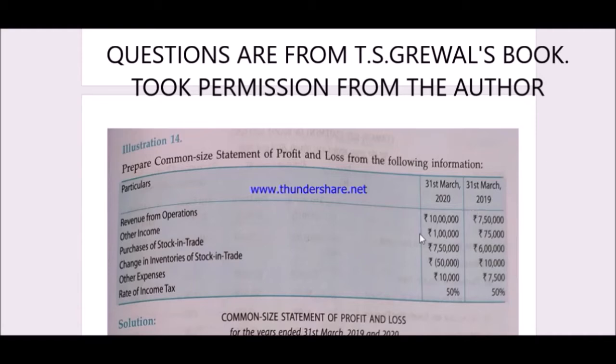So revenue from operation this much, other income, purchase of stock in trade 7,50,000 and 6 lakh, change in inventories minus 50,000, 10,000, other expenses 10,000 and 7,500, and rate of income tax 50%, 50%. So now let us see how to solve this question, right?